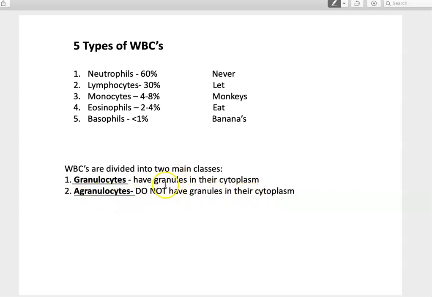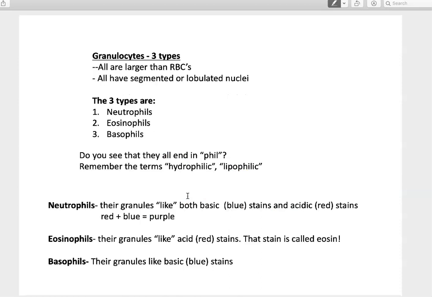So let's look at these two main categories. Start with the granulocytes. Now the granulocytes have three of our five white blood cells. All these granulocytes are larger than red blood cells, and they have what they call segmented or lobulated nuclei.